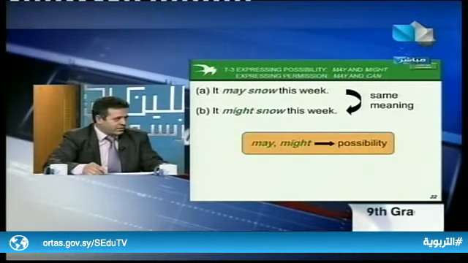Number one, we have may and might. We use may and might for possibility. For example, it may snow this week. It may snow tomorrow. So it's possible to snow tomorrow. We can use also might. They are interchangeable.